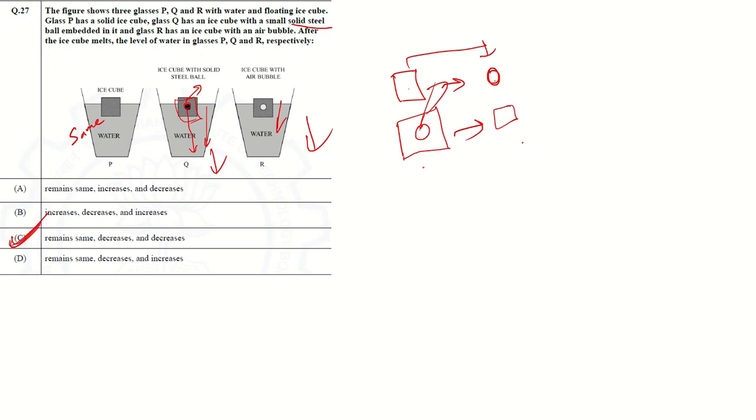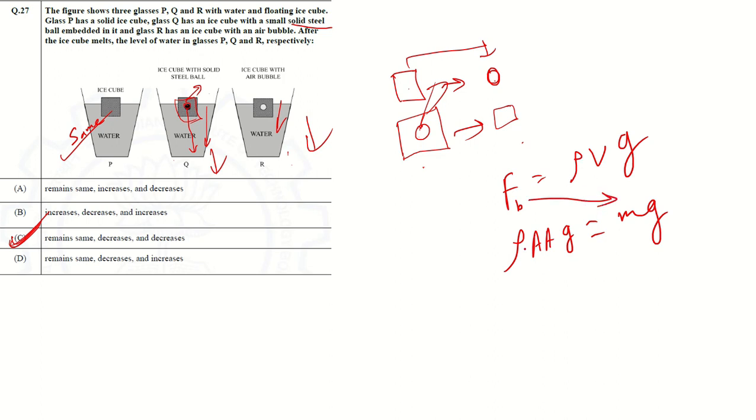Buoyant force depends upon the density of the fluid and the submerged volume of the body. So according to the submerged volume, you will see this one is the same, this one is decreased, and this one will also be decreased, right? The buoyancy force formula is rho V g, or we can write rho A h g is equal to mg. Volume is nothing but area into height. So this is height, right?